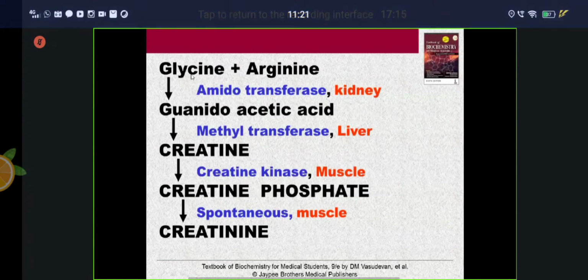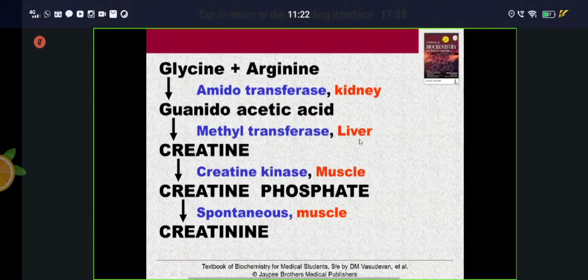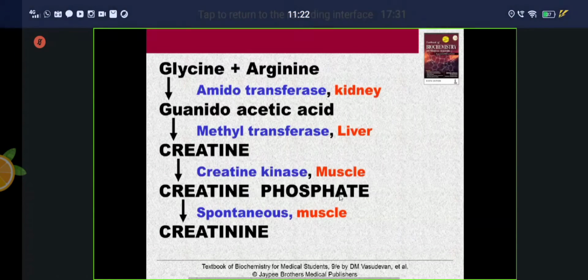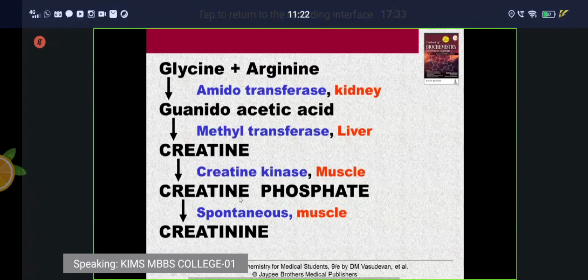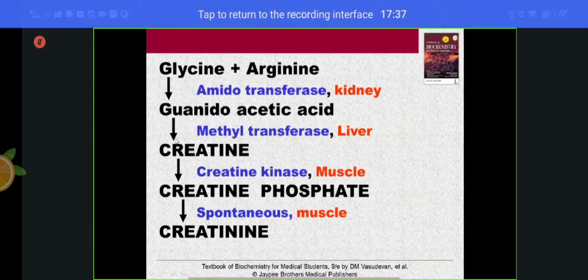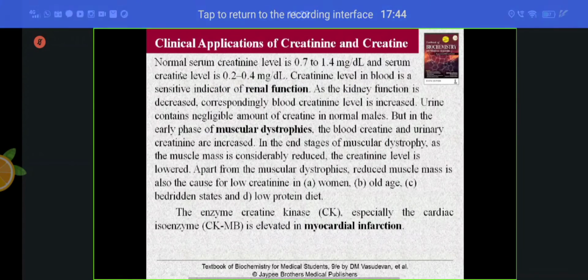Just a summary: the glycine and arginine combine, the reaction occurs in the kidney, then the methyltransferase reaction occurs in the liver, so that we have creatine. Creatine kinase, muscle. All of you know creatine phosphate is stored in the muscle, and spontaneously, when this creatine phosphate is broken down, creatine is produced. This also occurs in the muscle. From here to here, it is in the muscle. Creatine to creatinine.